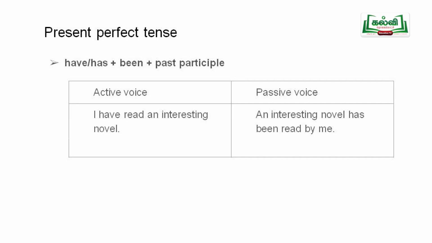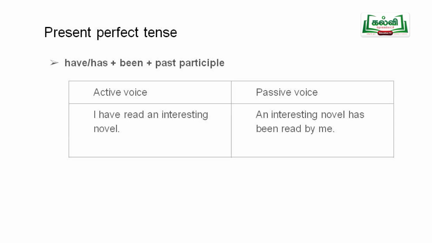An interesting novel. Then the have read. How can you change this into passive voice? An interesting novel is third person singular. So you have to add has been read by me. So the sentence goes like this: an interesting novel has been read by me.